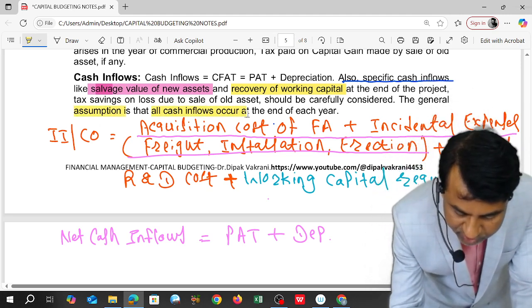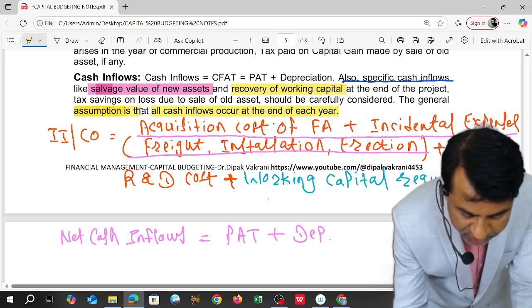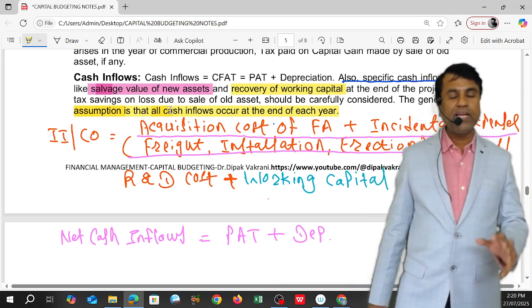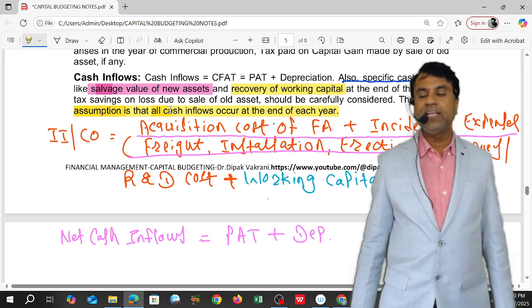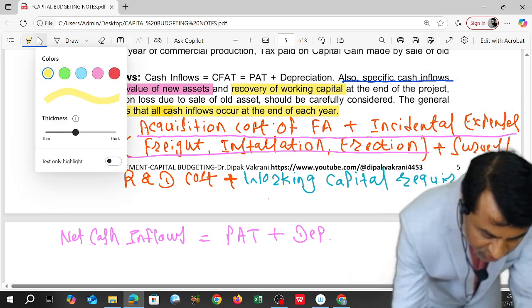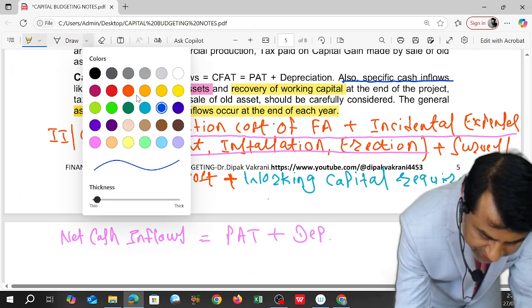So do remember this, students. This is the general assumption that any cash flows happening into the business for any project will be happening at the end of the economic life of the asset. So let's go for this one. What will come in cash inflow?